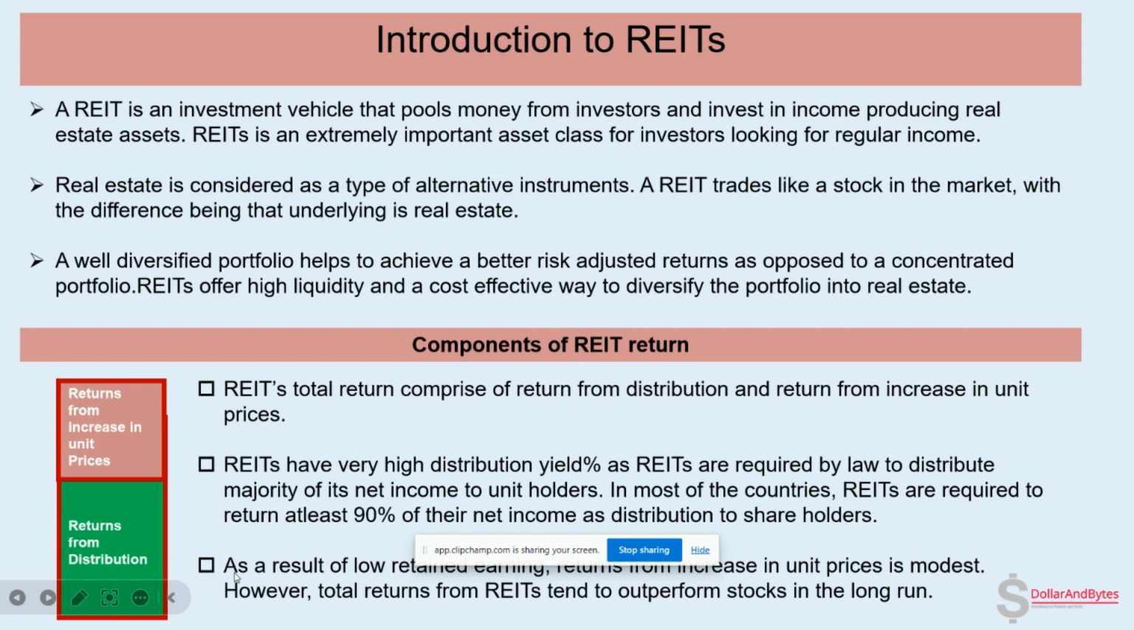As an implication of this, because most of the earnings are distributed to the unit holders, the retained earnings are pretty low in a REIT, and hence there is little income left to reinvest in the business. So the growth element in REITs is comparatively lower than what you observe in stocks. That is why the return from unit prices is modest. But overall, when you combine the return from distribution and the return from increase in unit prices, in the long term it tends to beat stocks.